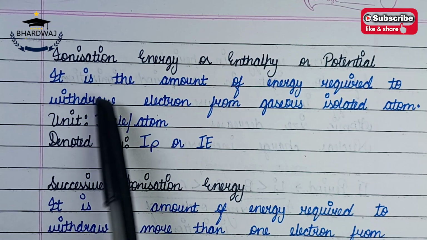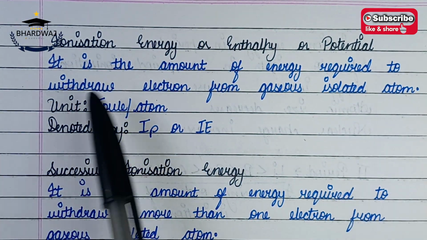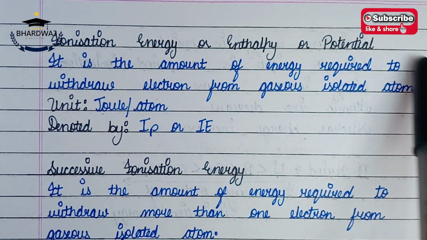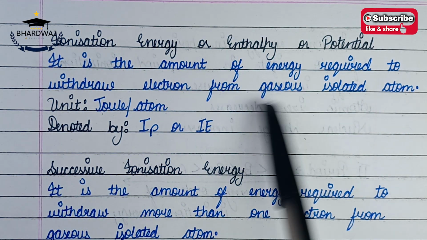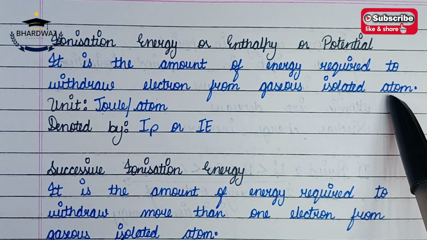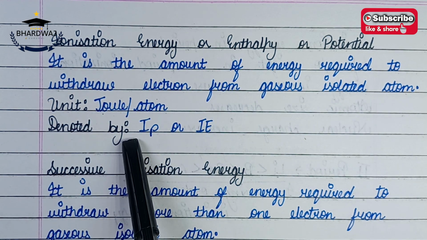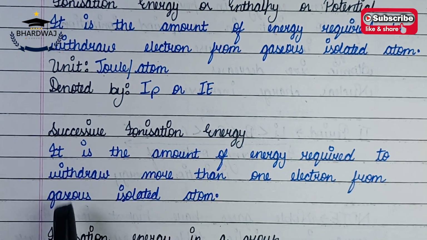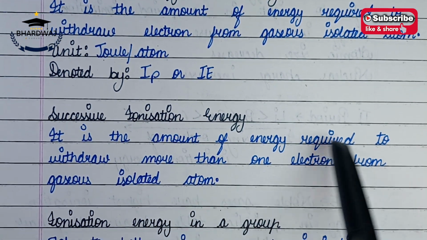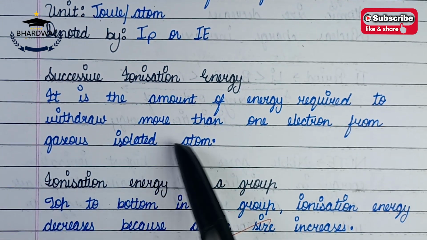Now let's talk about ionization energy or enthalpy or ionization potential. It is the amount of energy required to withdraw an electron from a gaseous isolated atom. So gaseous isolated atom is the key word. The unit is joule per atom and it is denoted by IE or IP. So what is successive ionization energy? It is the amount of energy required to withdraw more than one electron from gaseous isolated atom.